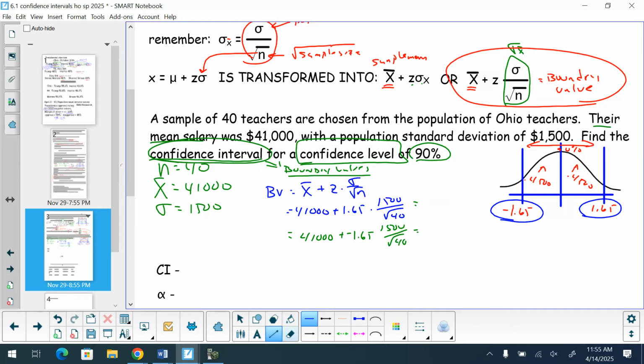So our first value comes down to 41,391.33. And 40,608.67.